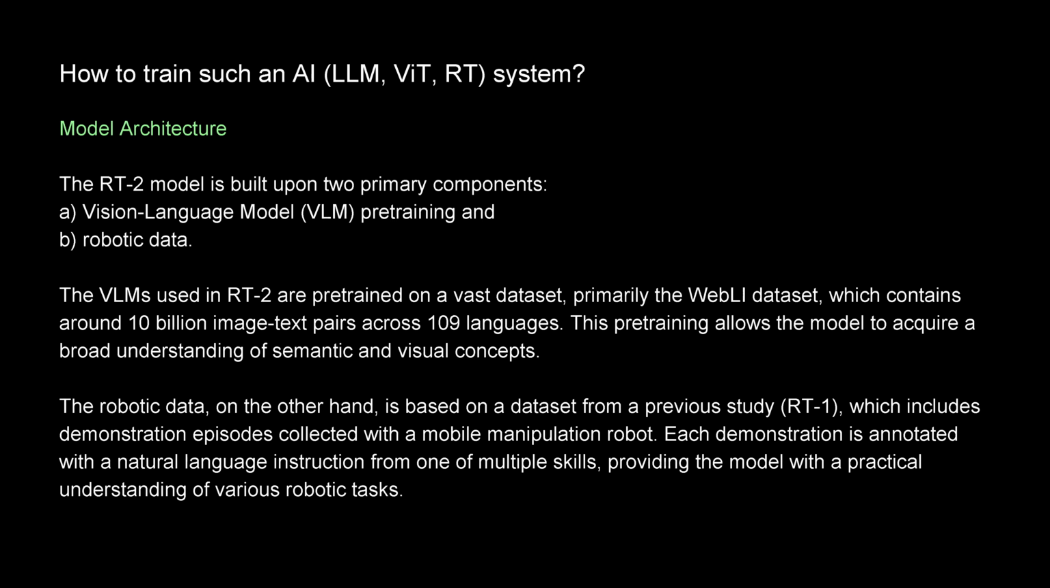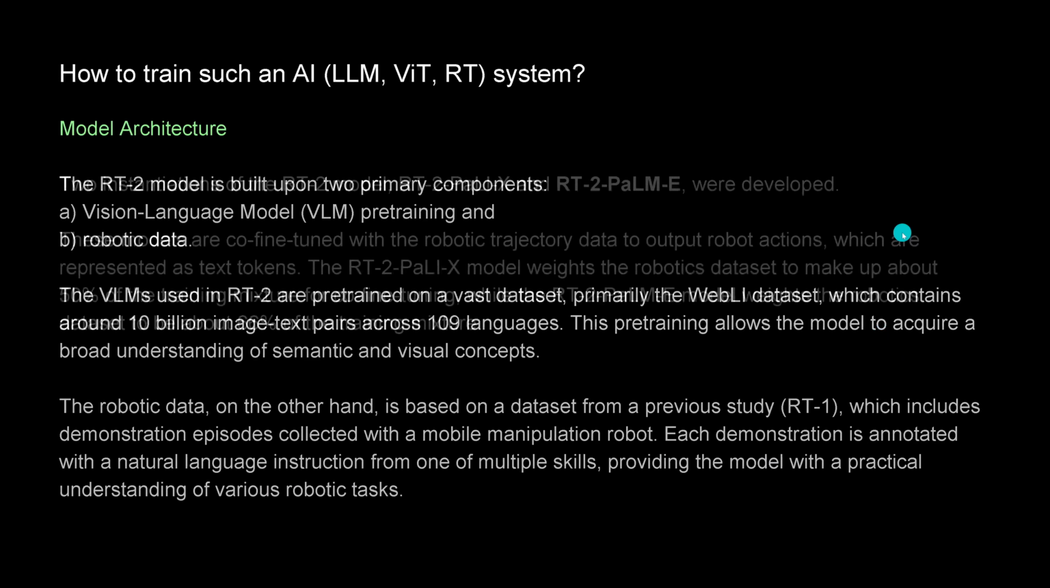And now we link this simply with robotic data. Now, as I told you, RT-2, there was an RT-1, and the beauty in RT-1 was they did a lot of experiments and they collected a lot of robotic data. And you're not going to believe this, in RT-2, we're going to use the robotic data of RT-1. You are amazed. Beautiful. So each robotic demonstration that we have now in our dataset is annotated with a natural language instruction from one of multiple skills, providing the model with a practical understanding of the various robotic tasks.